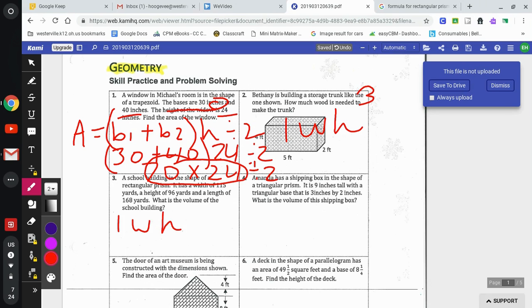Next, you have a triangular prism. We're not going to cover that. So if you do watch this, I'm not going to let you try that one. So we'll just eliminate that.